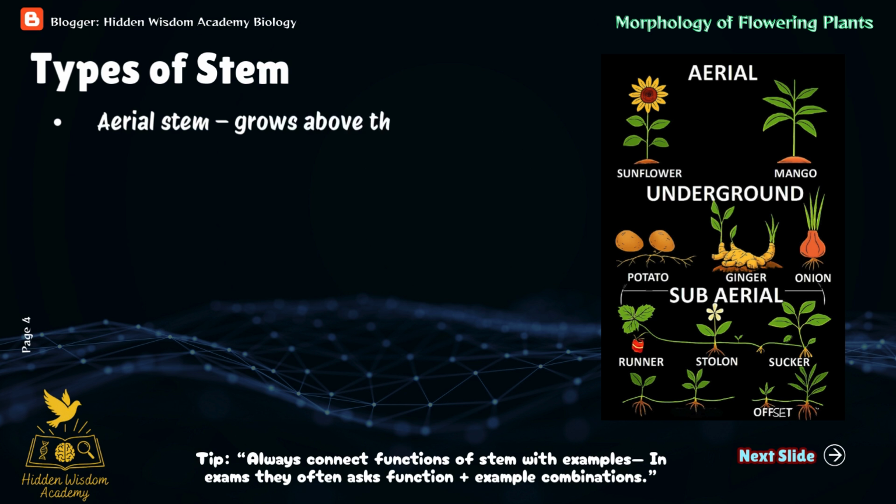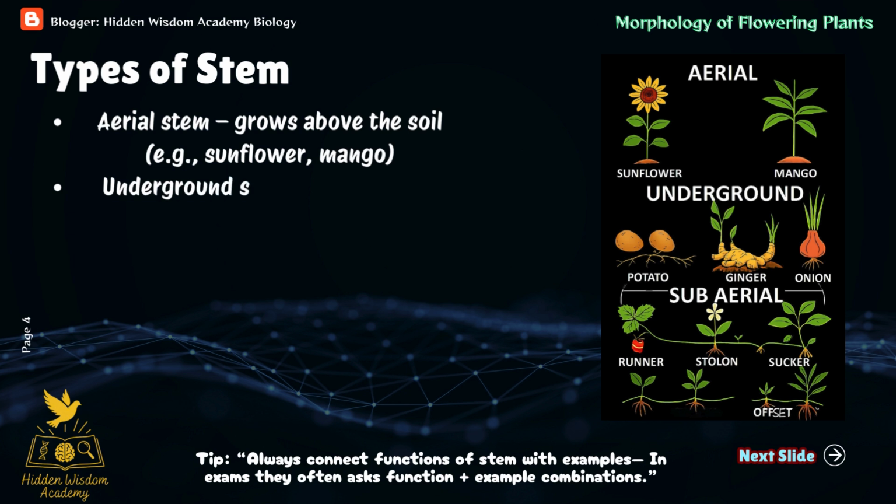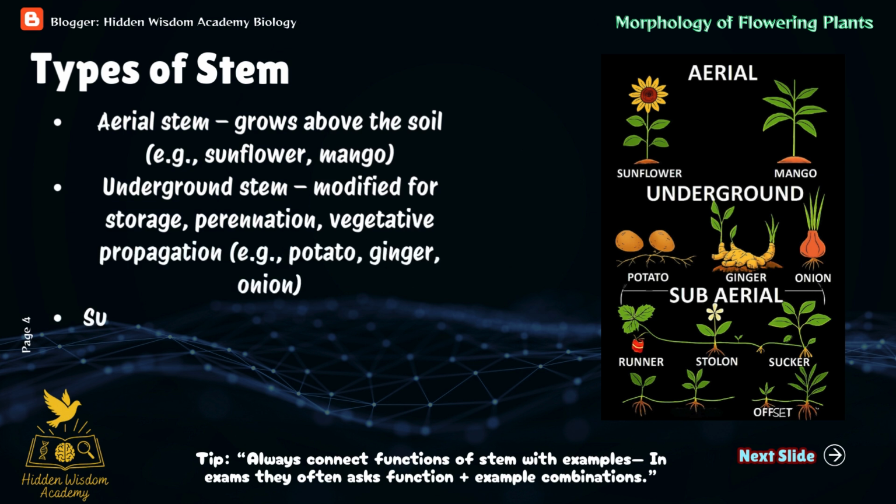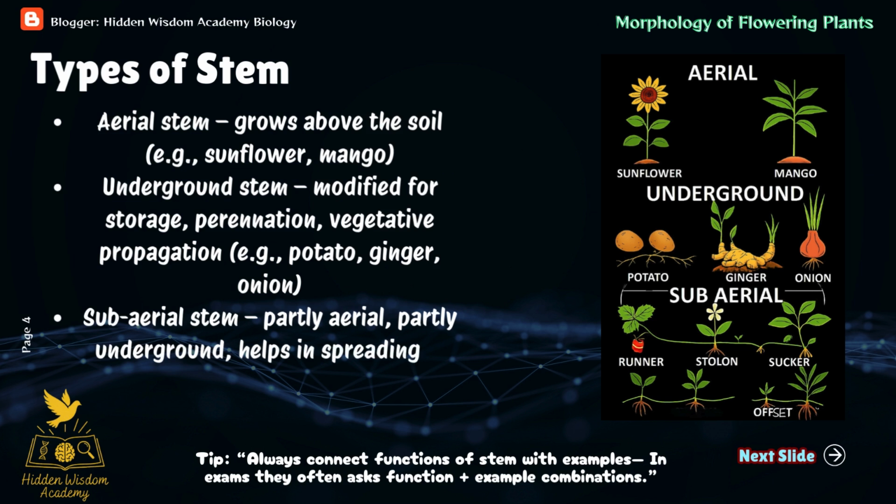Now, let's talk about types of stems. Stems are of three types. Aerial stems grow above the ground, like in sunflower and mango. Underground stems store food and help in survival and reproduction, like potato, ginger, and onion. Subaerial stems are partly above and partly below the ground, helping in spreading and vegetative reproduction, such as runner, stolon, sucker, and offset.